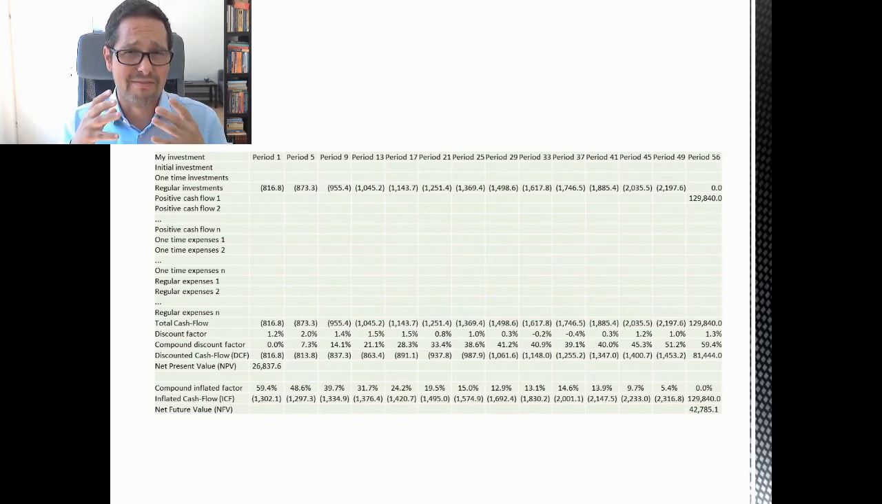Really, is my investment going well or not? Is it worth staying locked in or not? And the beauty of this template is that it doesn't matter. You can have the system as complex as possible. You can see the amounts on the regular investments.